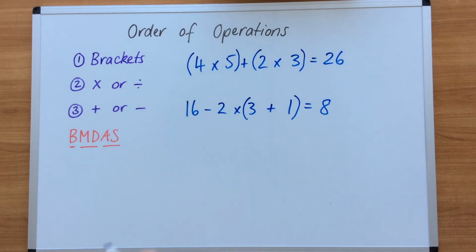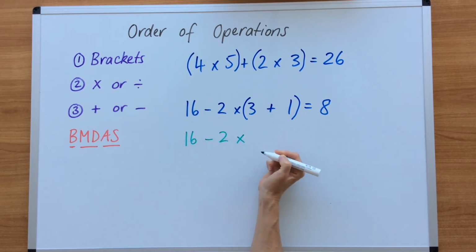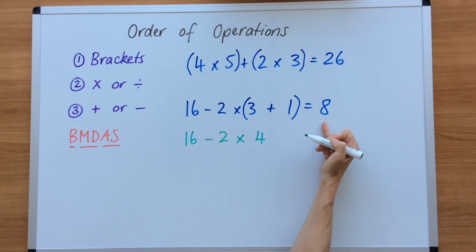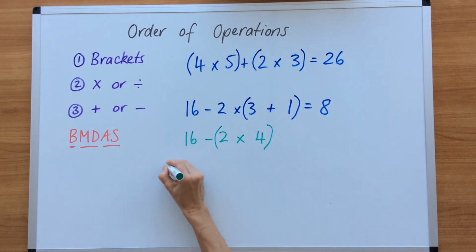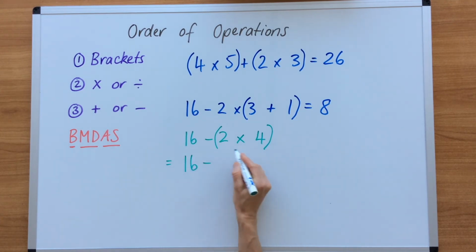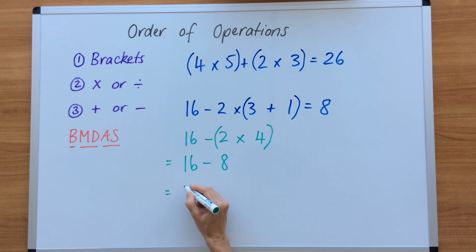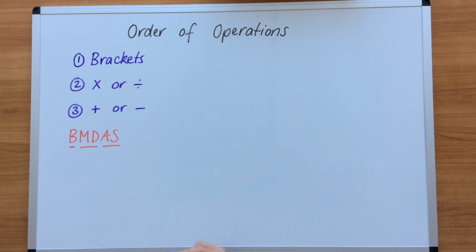If I now go ahead and work this question, you're going to see what I mean. So if that now becomes 16 minus 2 times 4, let's order the operations here to see if we can achieve that answer of 8. So I know that I've got to bracket the 2 times 4 because it comes first. So 16 minus 2 times 4 is 8. 16 minus 8 is 8, which now shows me that by bracketing the 3 plus 1, I can achieve an answer of 8. Here's another one.